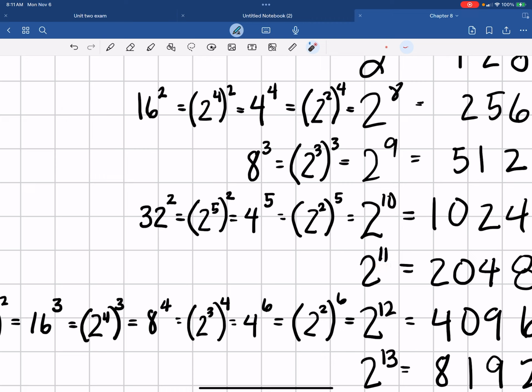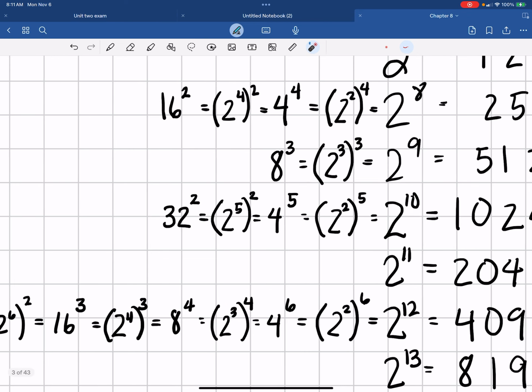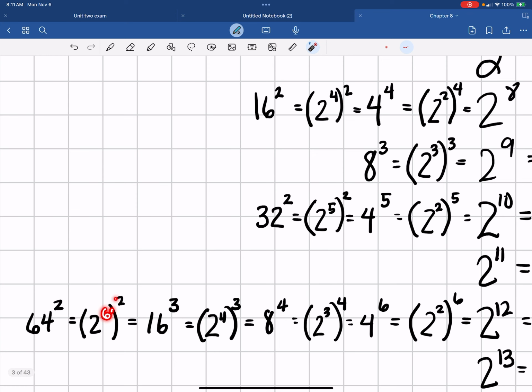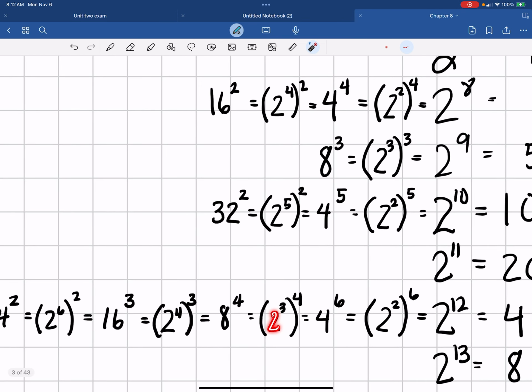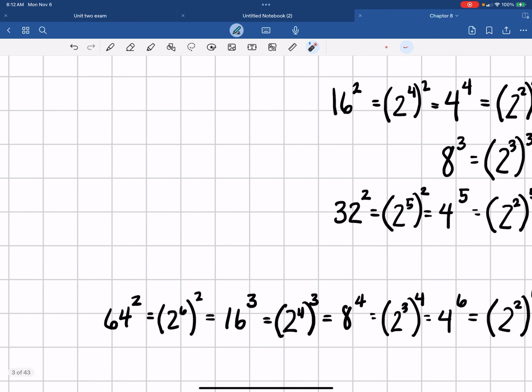12 has 2 times 6, 3 times 4, 4 times 3, and the last one over here is also 6 times 2. So we have a couple different tips. So 2 to the 6, if we go 2 squared to the 6, we get 4 to the 6. If we do 2 cubed to the 4th, we have 8 to the 4th. If we do 2 to the 4th cubed, we have 16 cubed. And the last one, if we have 2 to the 6 squared, is 64 squared.